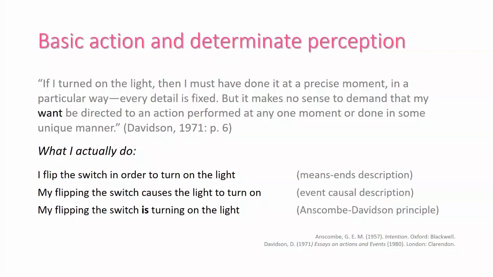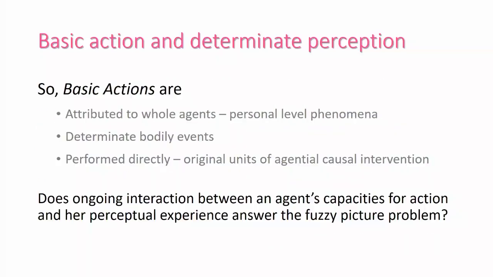The notion of a basic action is introduced to fulfill this role. An important thing I should note: when I'm talking about different actions, like flicking the switch, illuminating the room, and so on, according to a pretty widely accepted principle in action theory, this is not describing multiple different actions. This is describing the same action in different ways, and that's a plausible rule. So what is a basic action? In line with what I've said before about the need for a systemic state or a systemic process, basic actions are things that you attribute to whole agents; they're personal level phenomena.